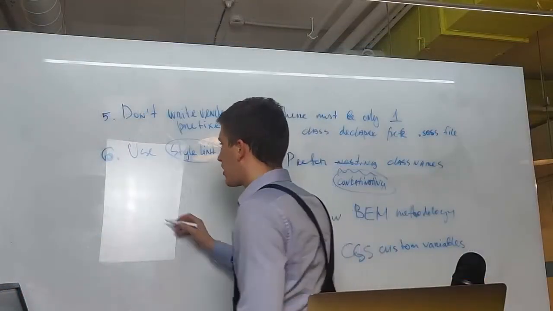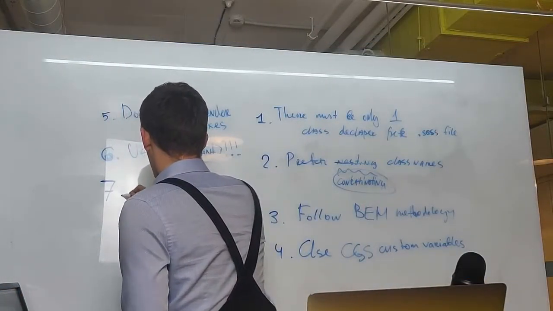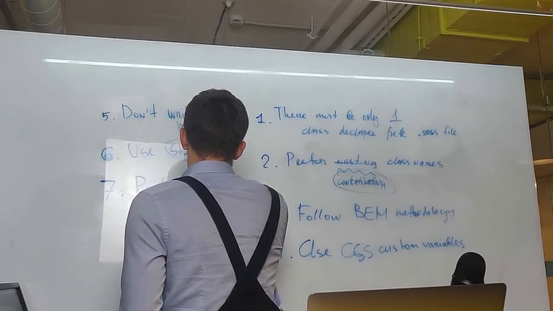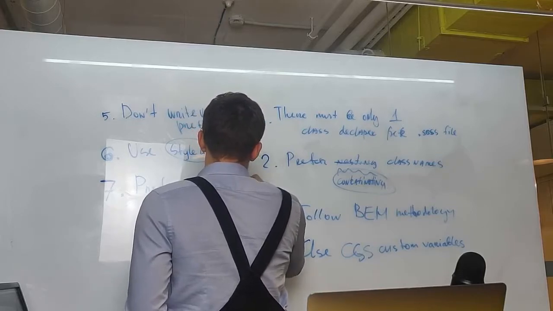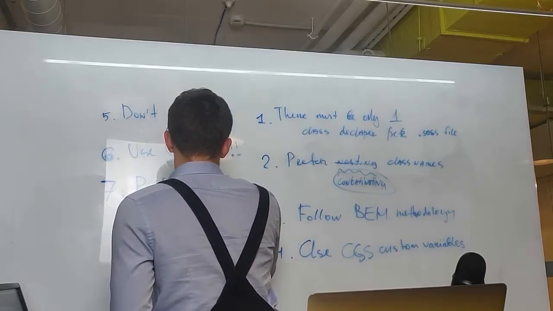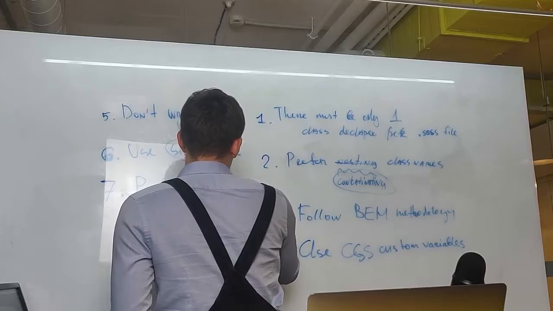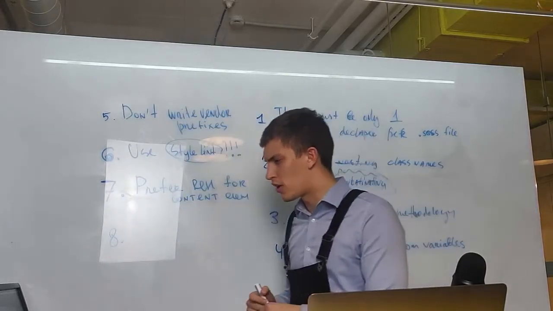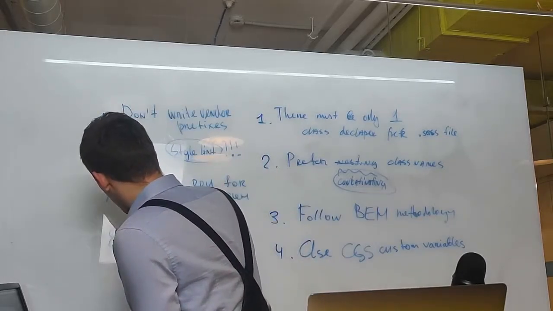Let's write it down here in the 7th. Prefer rem for content elements. Next, number 8. Do we have anything else to add? I hope this is at least seen a little bit.